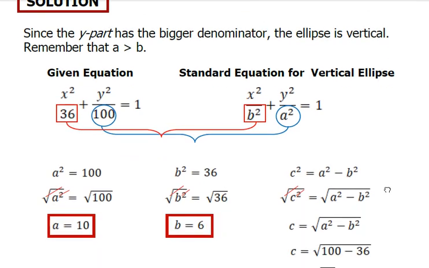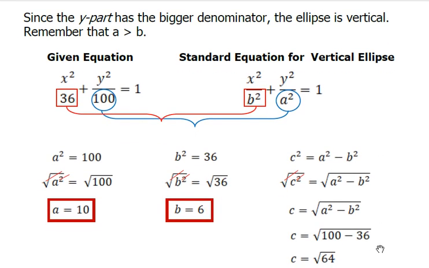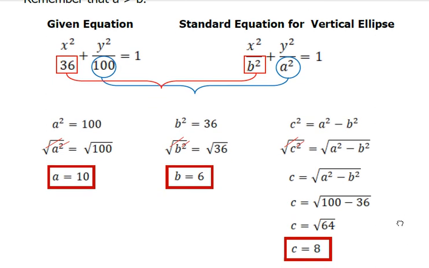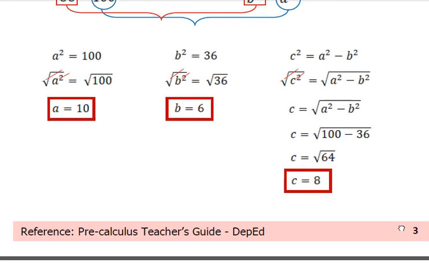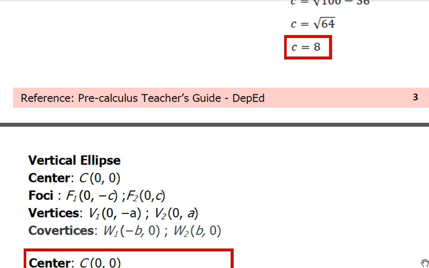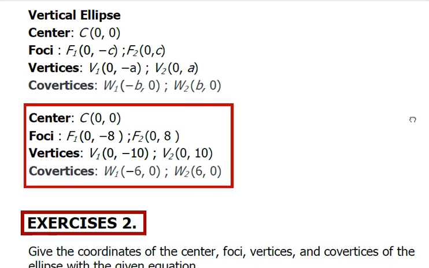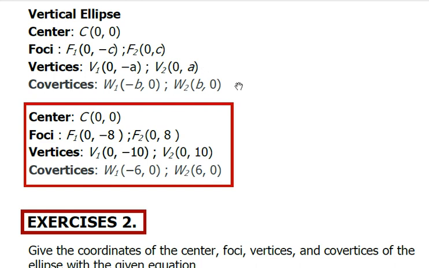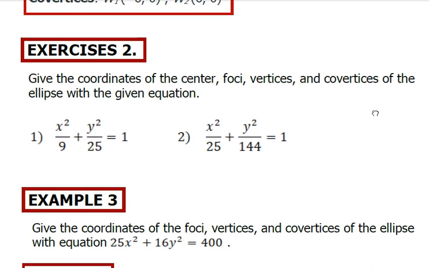So further solution of example 2. Here are the tips for vertical ellipse. You have it in your module. And this is the solution for the given problem above. And let's go to exercise number 2. Exercise number 2 is all about vertical ellipse.